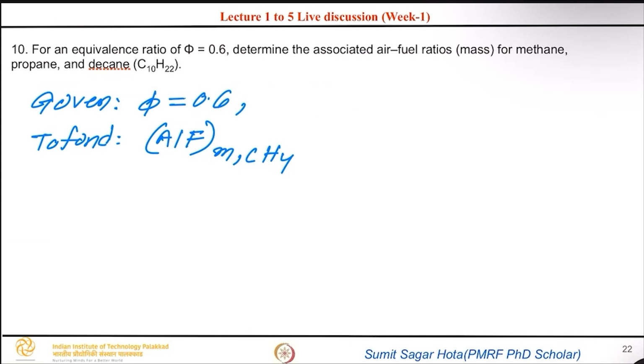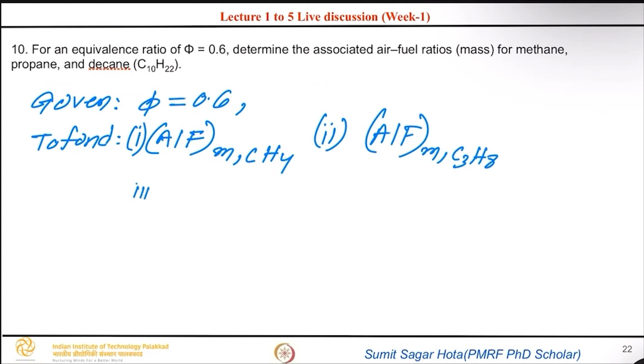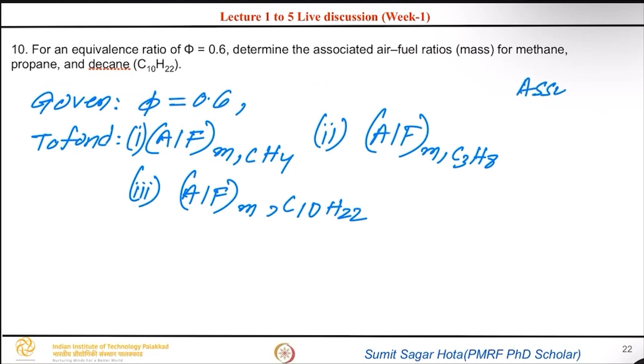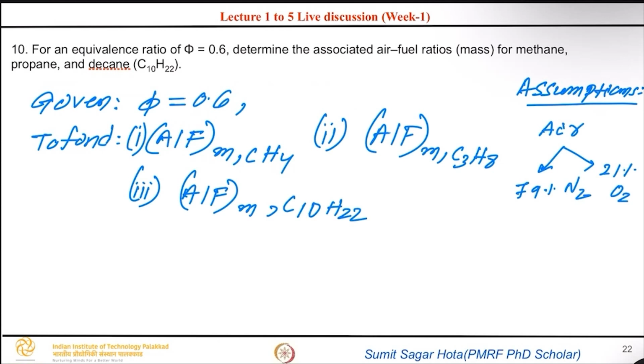Let the first case be methane. Similarly, the second case is the air-fuel ratio on a mass basis with C3H8, and the third one is the air-fuel ratio on a mass basis with C10H22. Now, same assumption, which I have already written many times: air having 79% of N2 and 21% of O2.